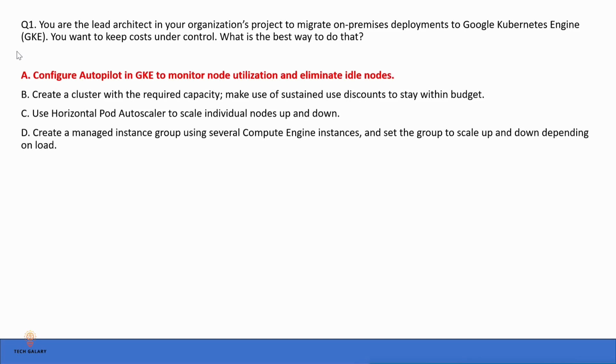Option D. Create a managed instance group using several Compute Engine instances and set the group to scale up and down depending on load. Managed instance group cannot be used to create a GKE cluster. So, this option is not correct. So, option A is correct for this question.